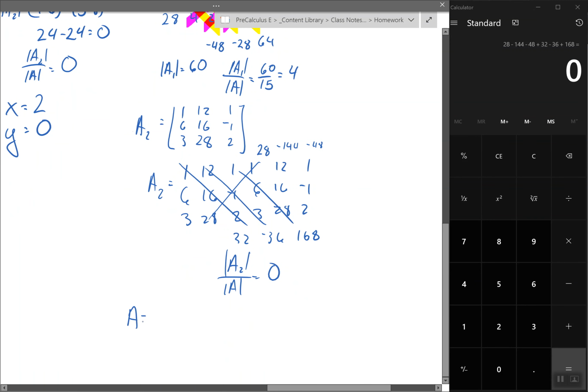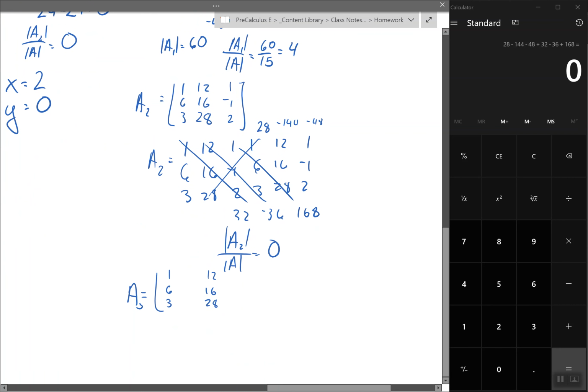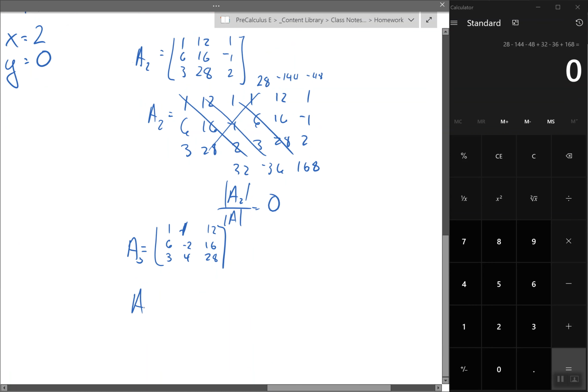As long as the original was not 0, then we're in good shape. So now we are back to this. This is now 12, 16, 28, and that middle column was 1, negative 2, 4. All right. So we make our copy for the determinant. So A sub 3's determinant will be 1, 1, 12, 1, 1, 12. 6, negative 2, 16, 6, negative 2, 16, 3, 4, 28, 3, 4, 28.